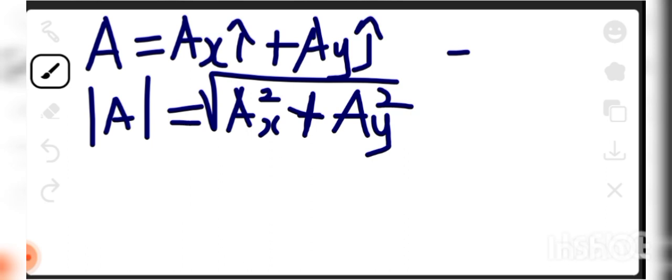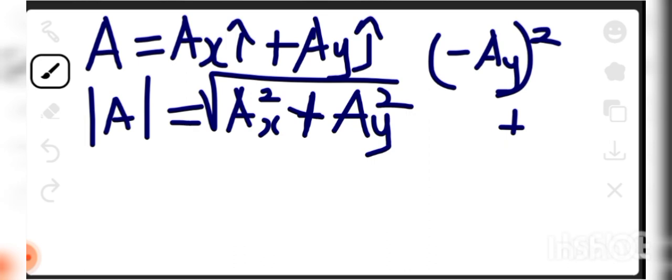Because let's say we have minus AY now. If you take the square of a minus sign, automatically it will change to plus. If you take the square of minus, it will change to plus. That is why I don't tell students to add minus or plus to the magnitude.